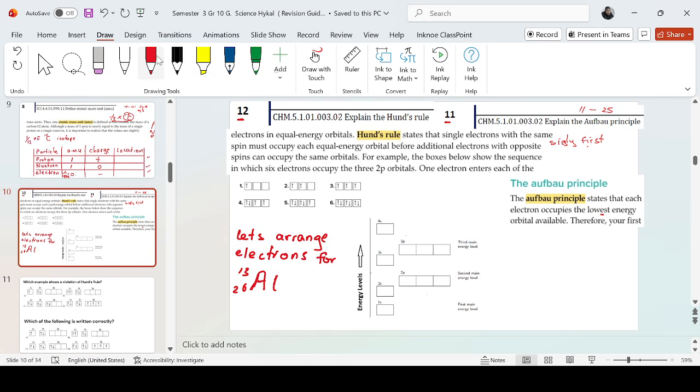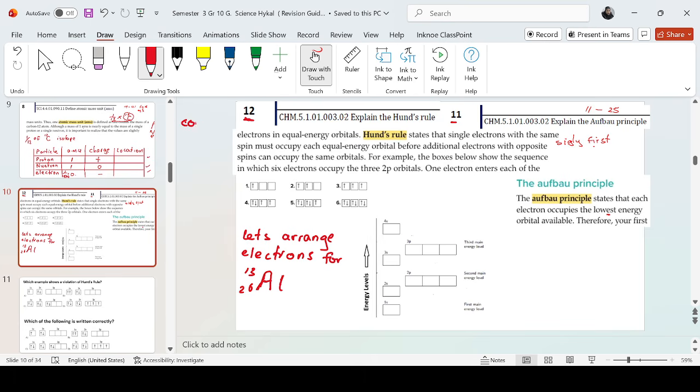We come to this one. Question number 12 of your worksheet. You must be able to explain now electron configuration. Configuration means arrangement. Let me write the word configuration. Configuration means we are arranging these electrons around the nucleus. We are guided by Hund's rule and Aufbau principle. These two principles. Let's start with Aufbau's rule.